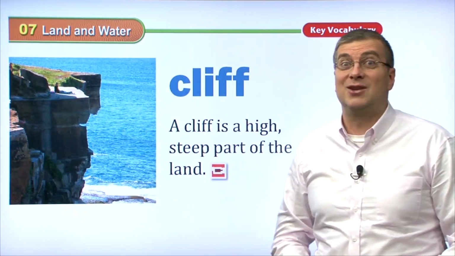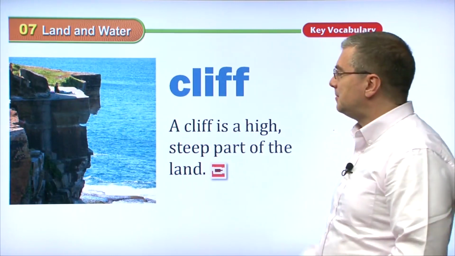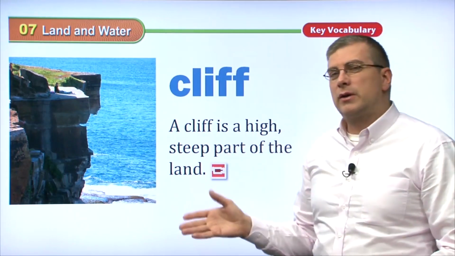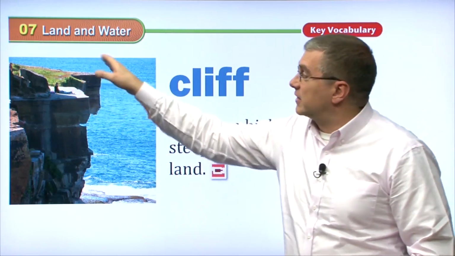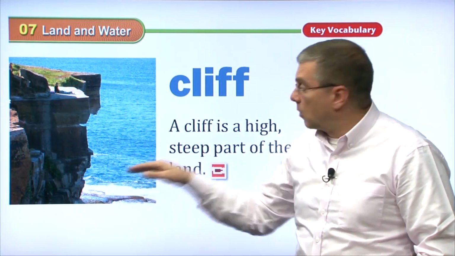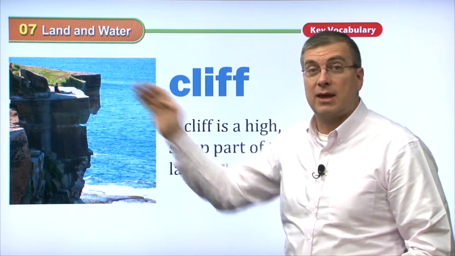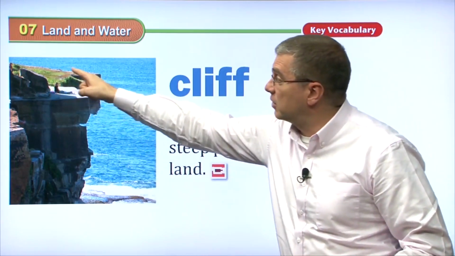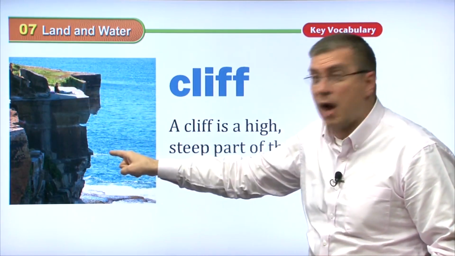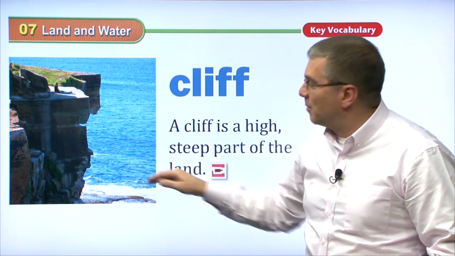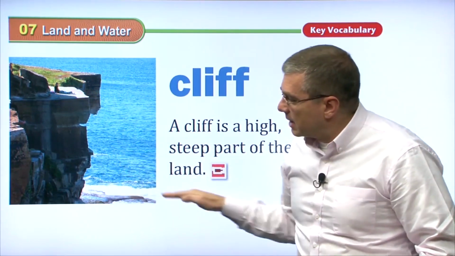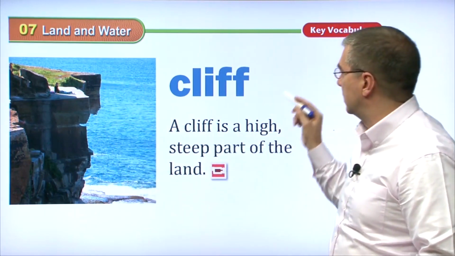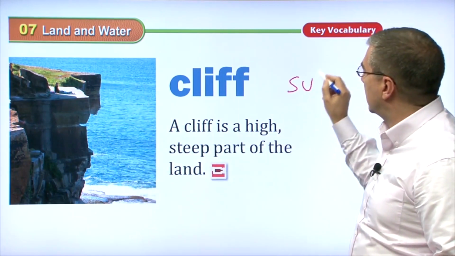Let's move on. A cliff. Now, a cliff can be dangerous. Be careful, right? Here it says, a cliff is a high, steep part of the land. We can also say a cliff is a sudden drop or a sudden rise in the land. It depends on where you're coming from. If you're coming from this direction, the cliff is a sudden drop, right? So be careful, right? But if you're coming from this way, then the cliff is a sudden rise in the land.